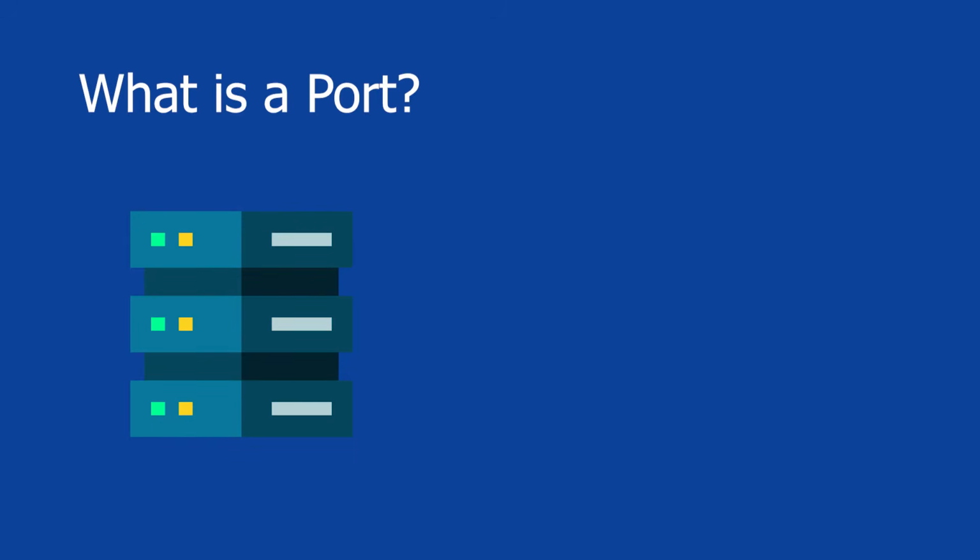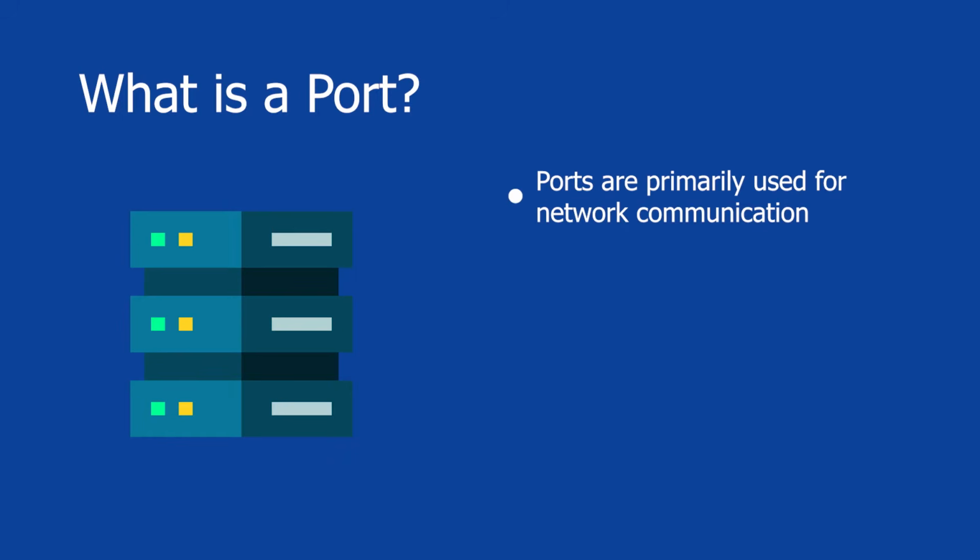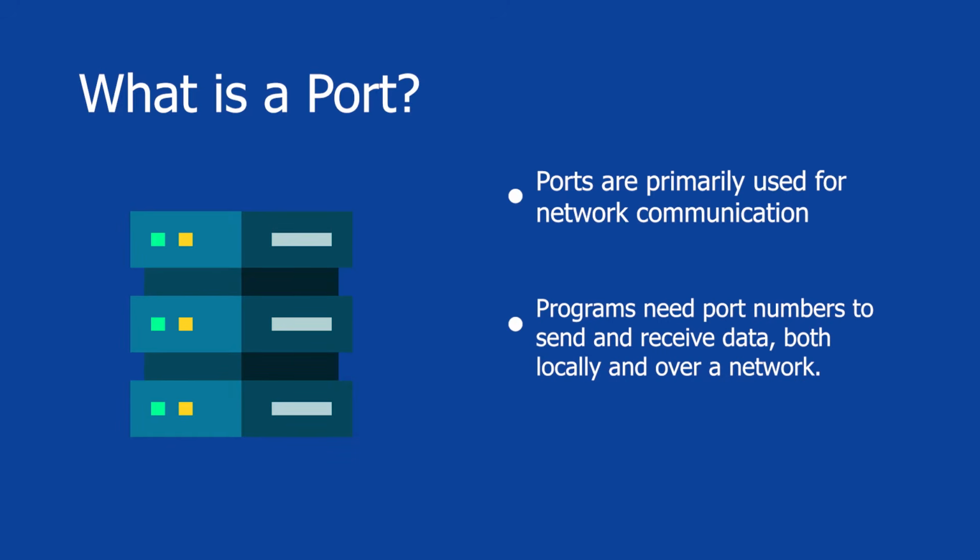What is a port? Today we will find out how they work. Let's start by looking at some key things first. Ports are primarily used for network communication, but they can also help programs on the same computer talk to each other. Programs need port numbers to send and receive data, both locally and over a network.